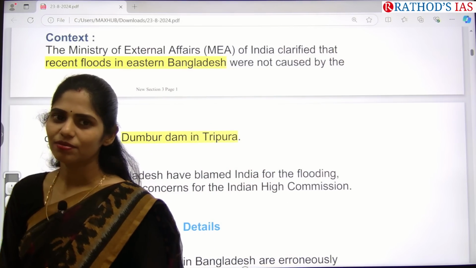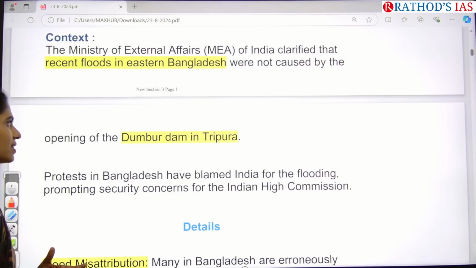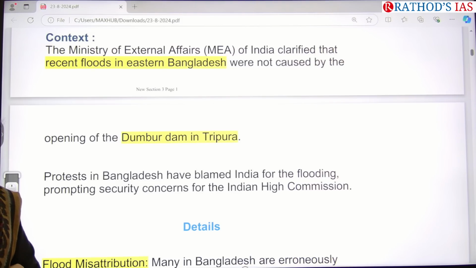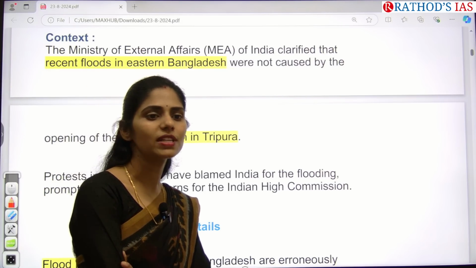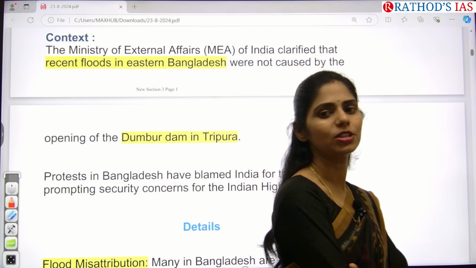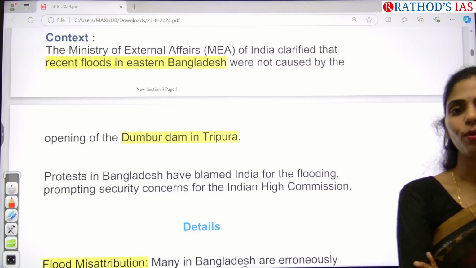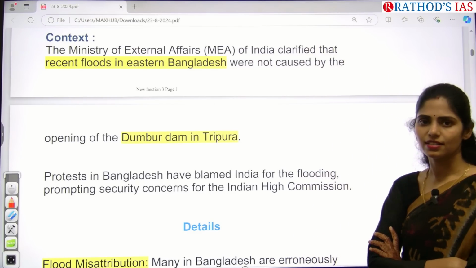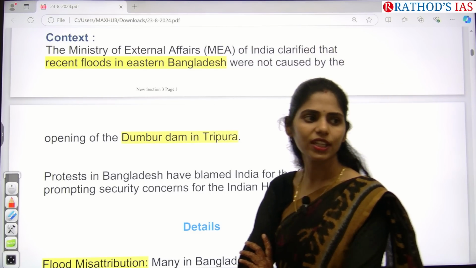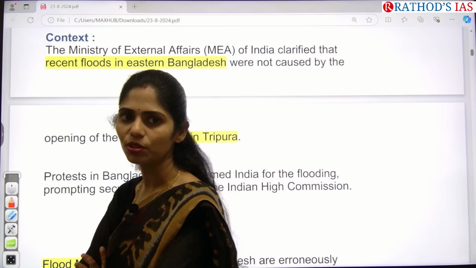Now my question is, what are you understanding from this article? This article is saying that protests are happening in Bangladesh, and Bangladeshi citizens are blaming India for flooding in eastern Bangladesh, and because of this we now even have some security concerns for the Indian High Commission. Now tell me, what are the points that you need to grasp from this article? Come on, think and tell me. What are the points?